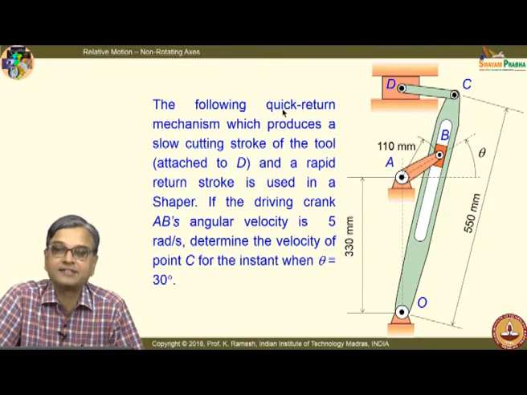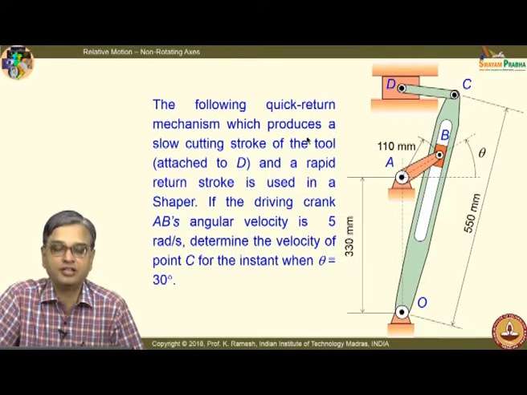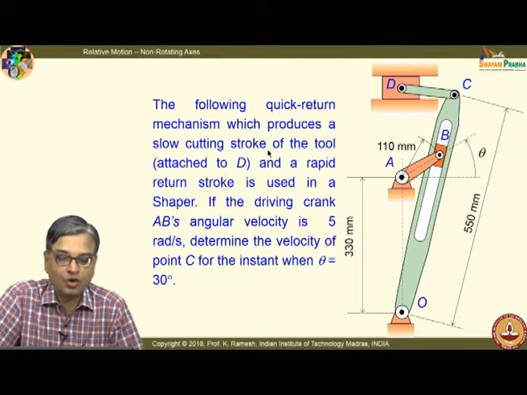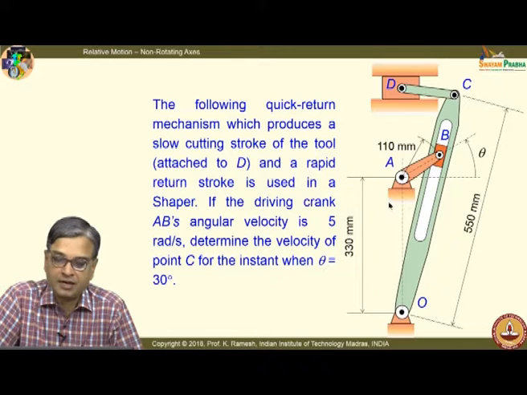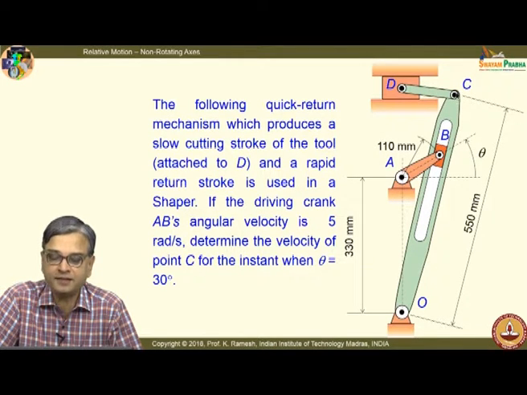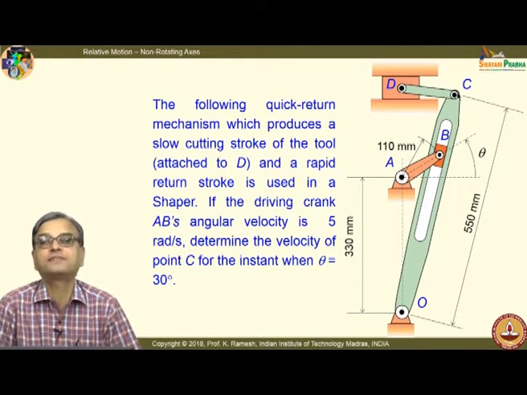This also has a nice name. This is called a quick return mechanism, and the machine that you saw was known as a shaper. And the problem statement is, if the driving crank AB's angular velocity is 5 radians per second, determine the velocity of point C for the instant when theta equal to 30 degrees. When theta equal to 30 degrees, you have to find out what is the velocity of point C.